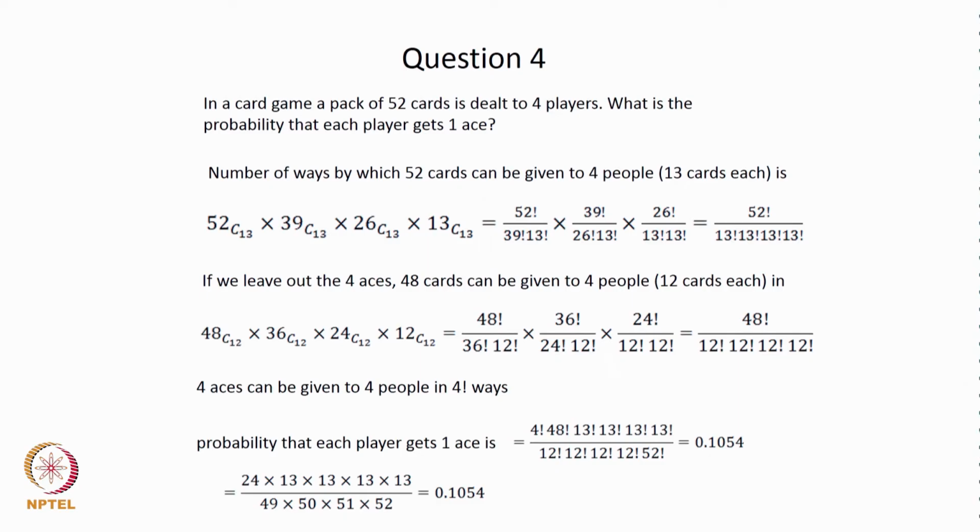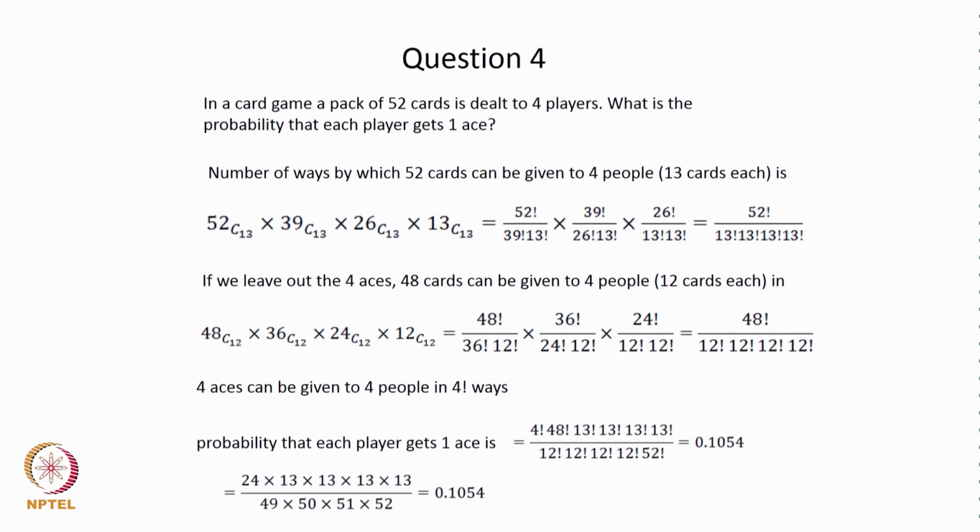Now, we see something interesting happening. This 39 factorial is getting cancelled, 26 factorial is getting cancelled and so on, and therefore, we get 52 factorial divided by 13 factorial 4 times. If we leave out the 4 aces, 48 cards can be given to 4 people, 12 cards each, in a similar manner. 48C12 into 36C12 into 24C12 into 12C12, which on simplification will give 48 factorial by 12 factorial into 12 factorial into 12 factorial into 12 factorial.